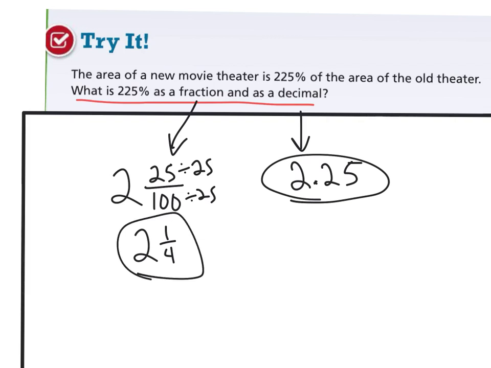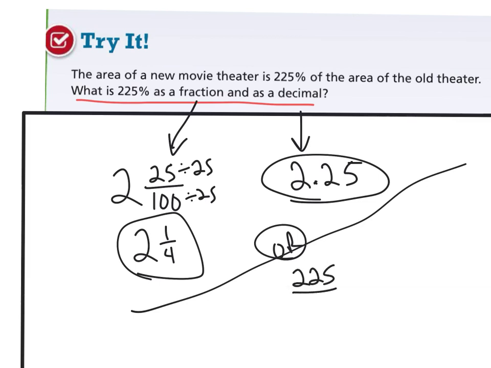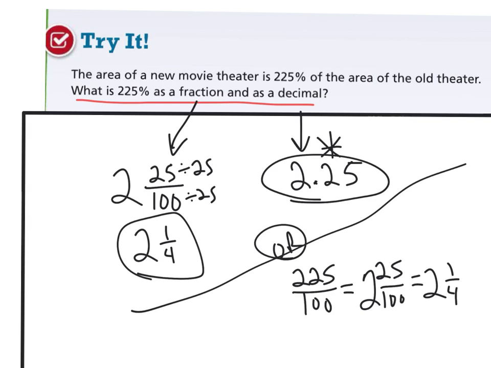Okay? If you wanted to do the percent first, you could say it's 225 over 100, and then you could change that over to 2 and 25 hundredths and then reduce it to 2 and 1/4. I just think it's easier maybe for some of you to get the decimal first and then the fraction when you're doing these problems, but that's up to you.